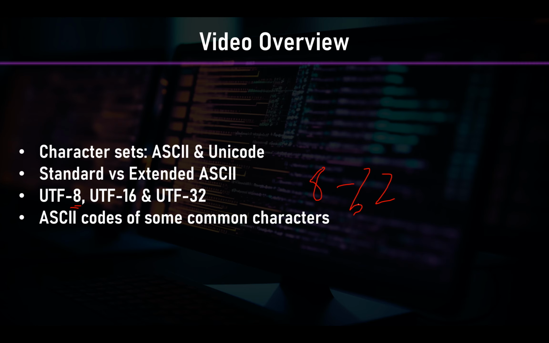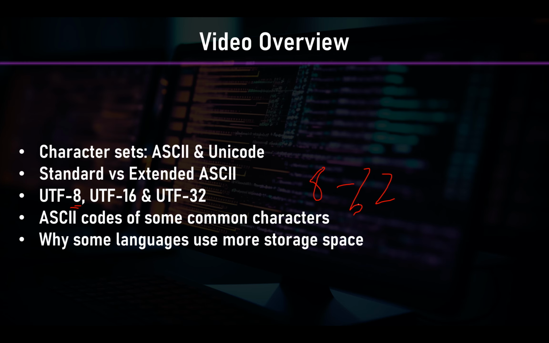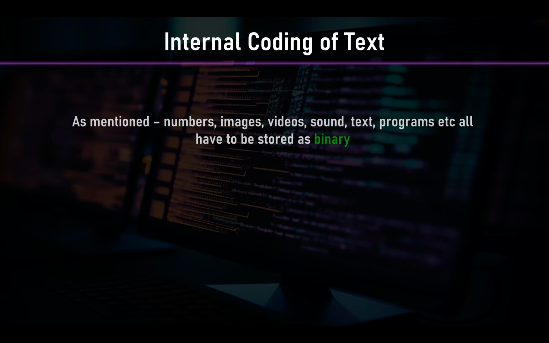Then we'll look at some ASCII codes of some common characters like 0, big A, and small a, and of course how we can use that to derive other letters and numbers. And then we'll also look at why some languages and some characters like emojis use more storage space than others.